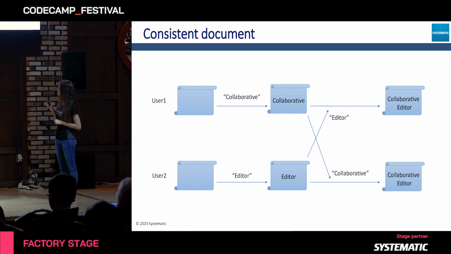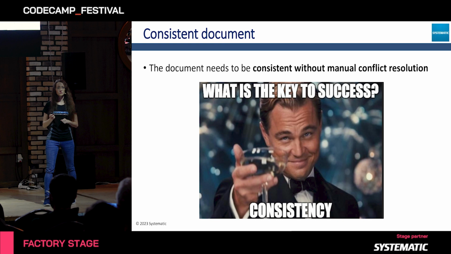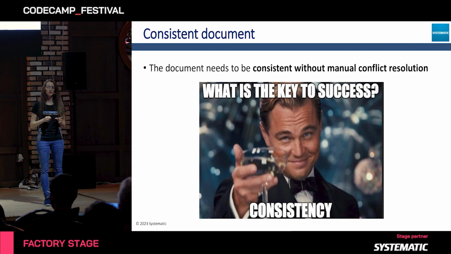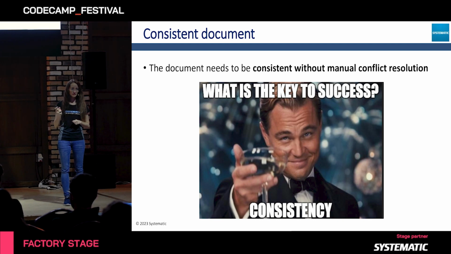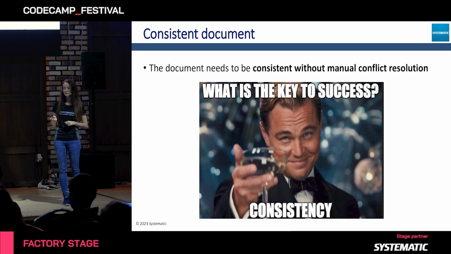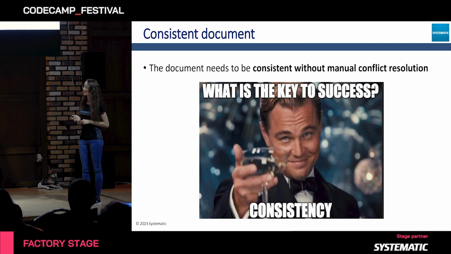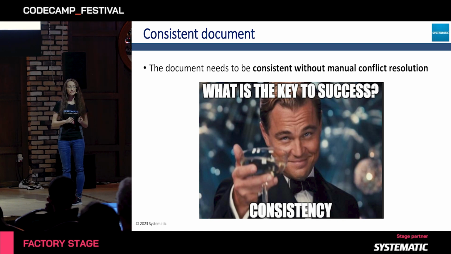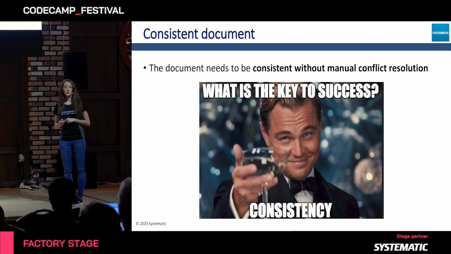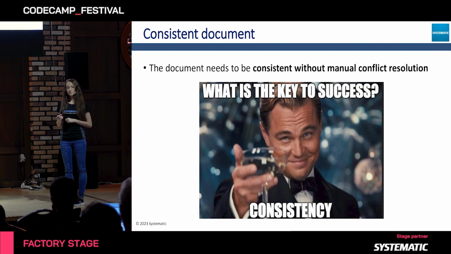And how about conflicts? We don't want to be forced to resolve conflicts manually. We want the application to provide us that final version immediately without our intervention. So how can we design a solution in which the document is both consistent and also keeps up with the user's intent and is responsive to the changes made by the user?